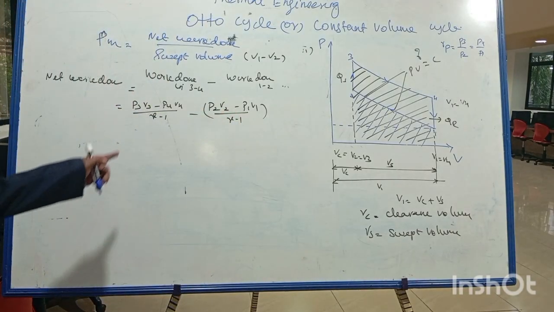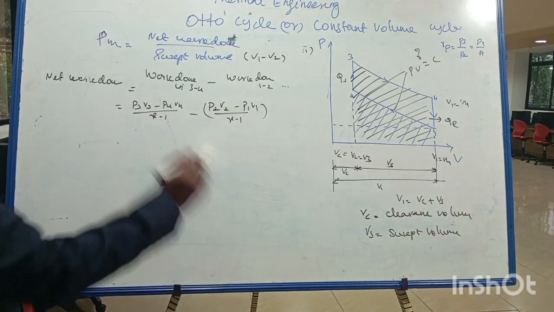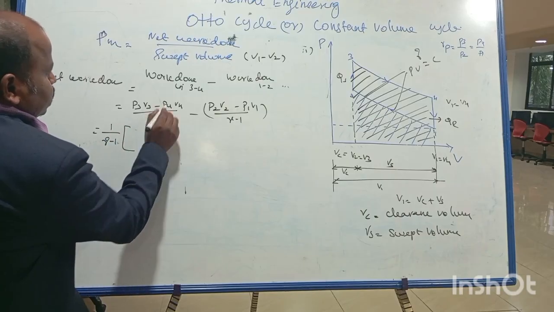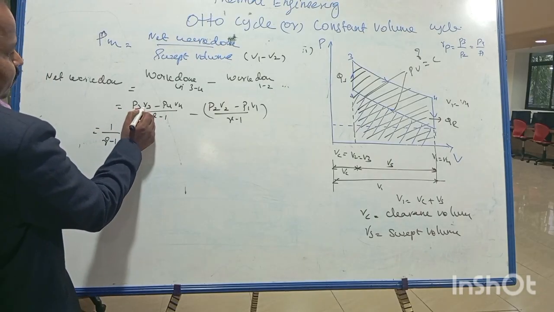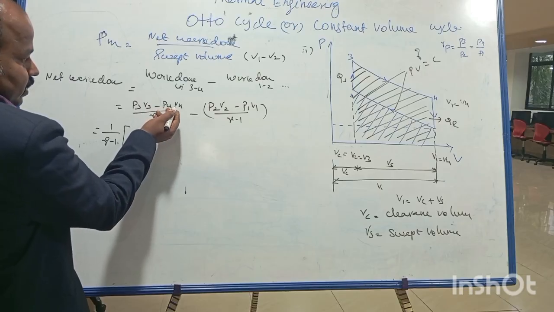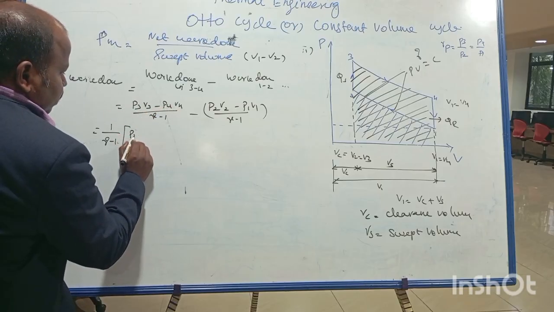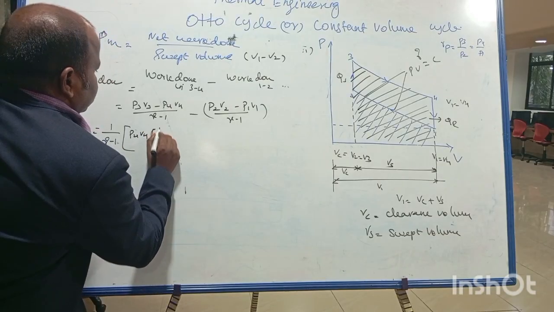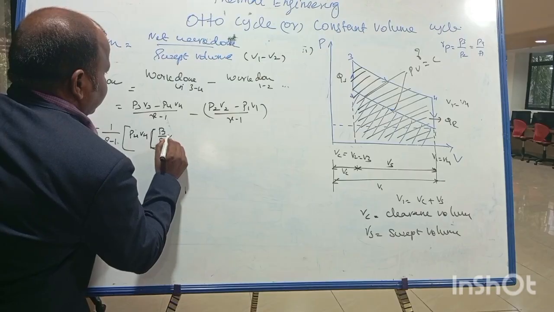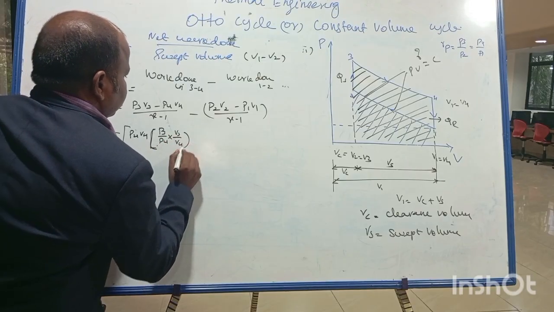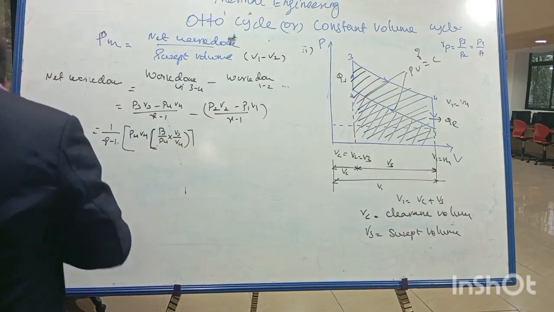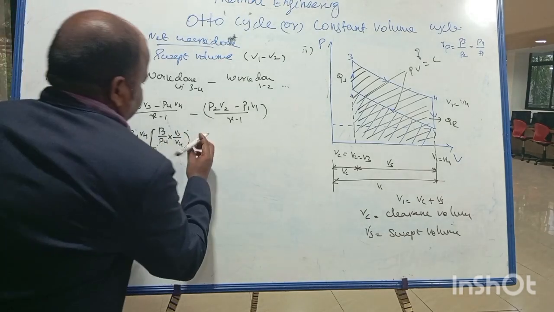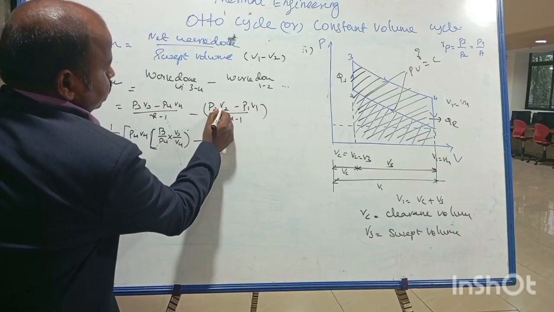Now, if you look at the two terms, we have gamma minus 1 as common, so I am going to take this 1 divided by gamma minus 1 as common. Look at these two terms: P3 V3 minus P4 V4. From this I am going to take P4 V4 as common. So P3 divided by P4 into V3 divided by V4, minus, in this term, that is P2 V2 minus P1 V1.